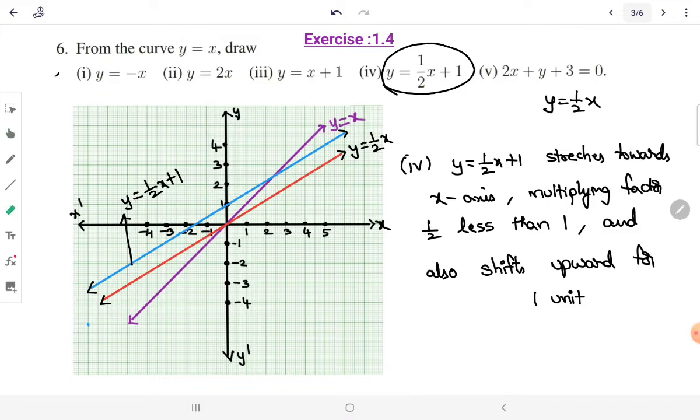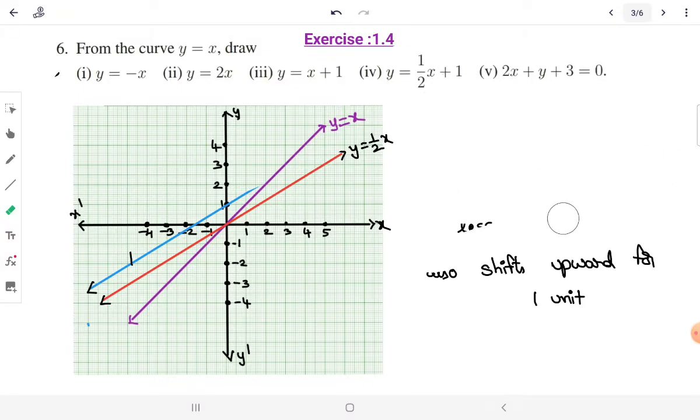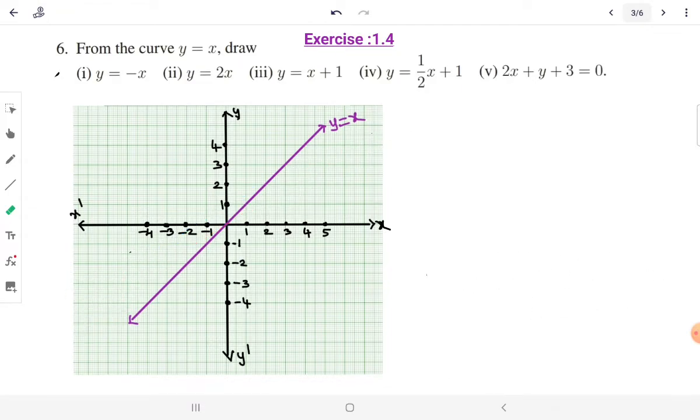Next, now let's see the fifth subdivision. So what is the fifth subdivision? 2x plus y plus 3 is equal to 0. Now from the fifth subdivision, how can I write y is equal to? Take 2x to the other side, so minus 2x. And take the plus 3 also to the other side, minus 3. So for this only we have to draw the graph.